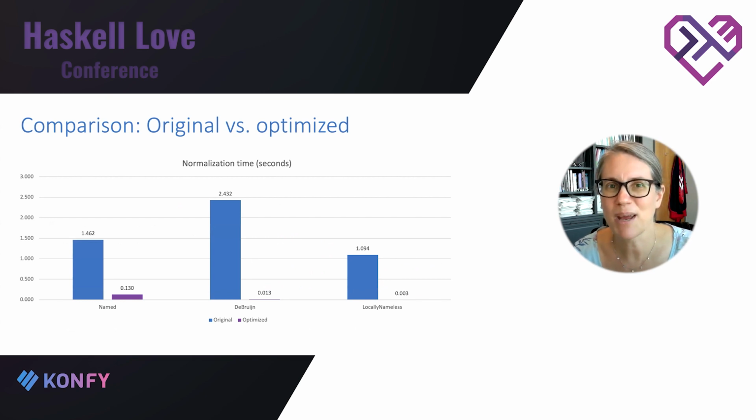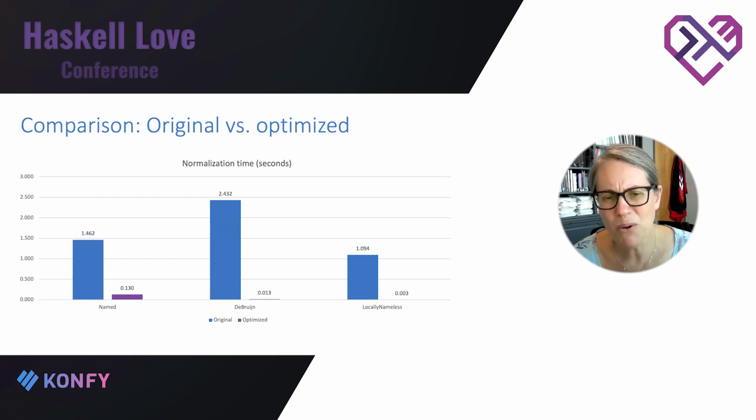Okay, so let's look at a comparison to see what these optimizations do. And it's rather dramatic, right? So the blue bars are what the original versions are. If we go out and look at these optimizations, we can see here's where we get our orders of magnitude difference, where we can make these implementations a lot faster.